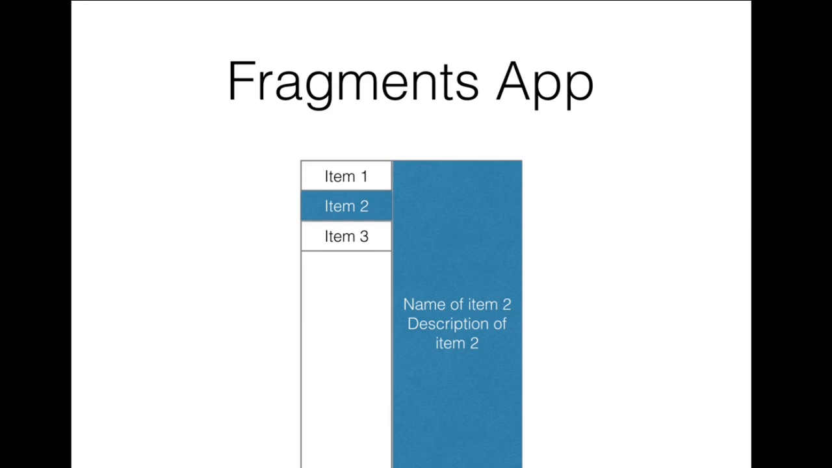Instead of having item 1, item 2 and item 3, we will have options like breakfast, lunch and dinner. On the right hand side, when you select a particular option, the appropriate options are going to be presented. For example, if you select the breakfast option, that means you will be presented with breakfast items on the right hand side, or the second fragment.